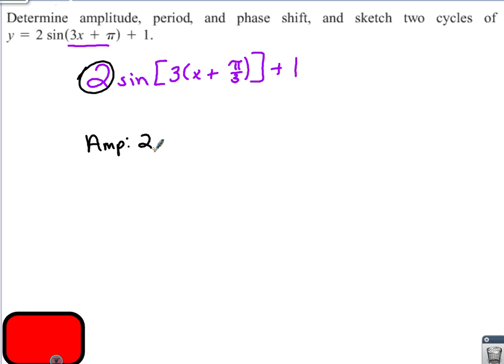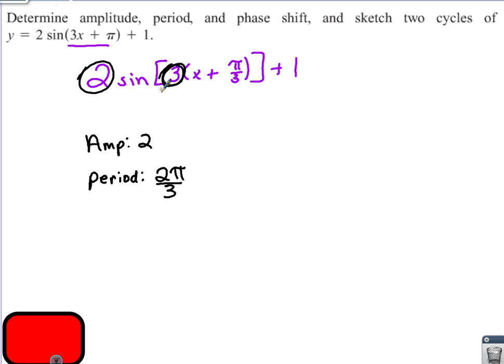Raj, what's the 3 do? Horizontal stretch or compression. Is that going to be a stretch or compression? Compression. So it's going to change the period, right? The period is normally 2 pi, but you just compressed it by a factor of 1/3. So your new period is now 2 pi over 3. Makes sense. Didn't we say that the period of a sine or cosine function is always 2 pi over b?